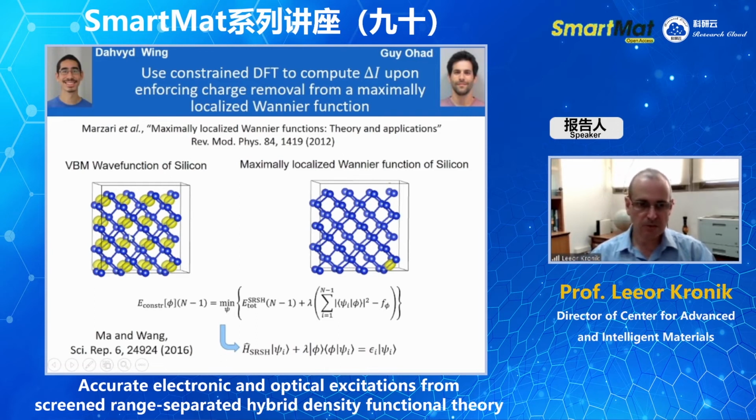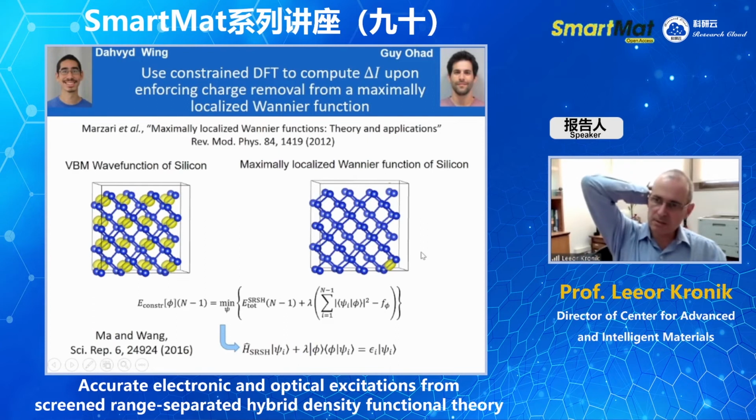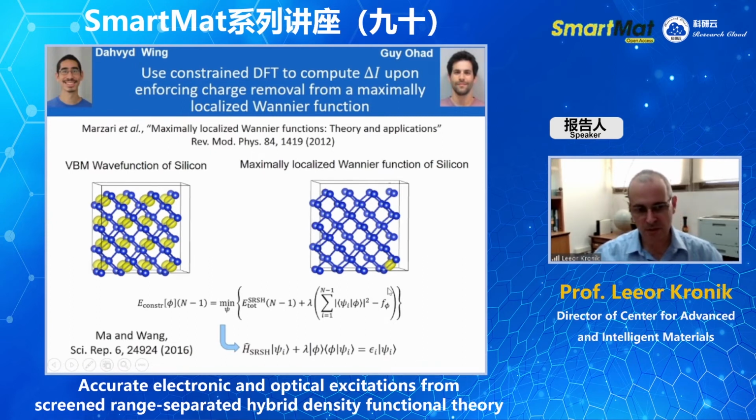So now the idea is, okay, so let's not remove the electron from the valence band wave function. Let's remove the electron from the Wannier orbital. That can be done since the Wannier orbital is not an eigenstate of the Kohn-Sham equation. We need to force it. So we need to add a constraint so that the electron can go out of there. This can be done. In fact, Ma and Wang showed how to do that a few years ago.